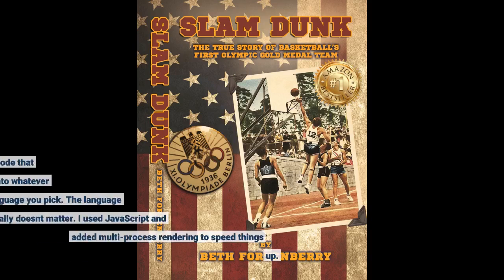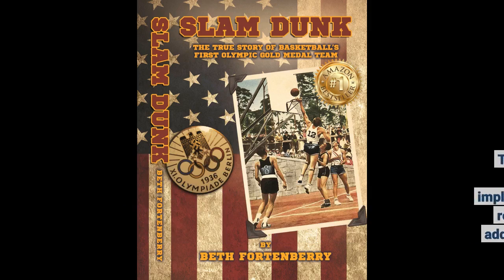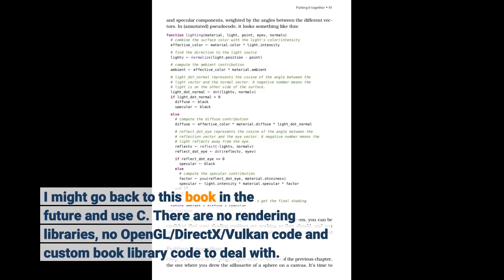The book's code is mostly pseudocode that is trivial to translate into whatever implementation language you pick. The language really doesn't matter. He used JavaScript and added multi-process rendering to speed things up. He might go back to this book in the future and use C. There is no rendering library, no OpenGL, DirectX or Vulkan code, and no custom book library code to deal with.